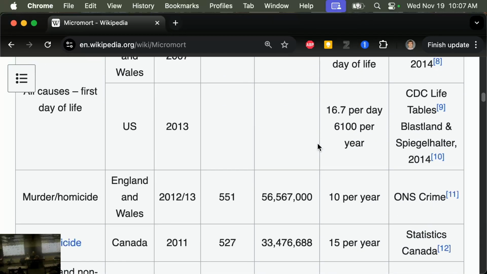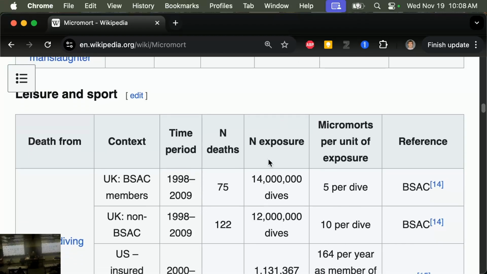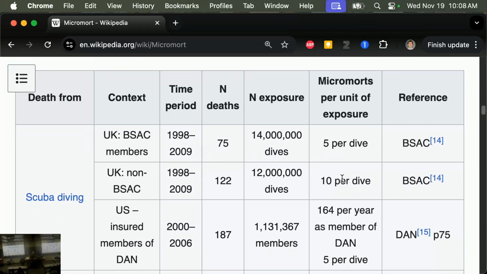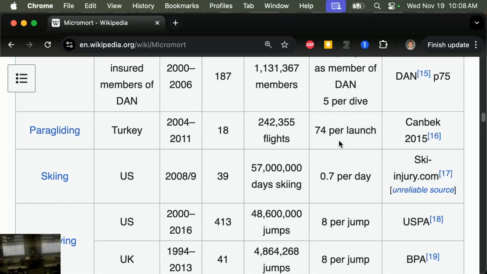If you do various activities, you can rack up some more micromorts. So for example, if you go scuba diving, you get 5 micromorts for a scuba dive, which doesn't sound too bad. If you're some kind of elite scuba diver, you get 160 per year. But the one I was impressed by, this one always blows my mind. Skydiving is 8 micromorts per skydive. But skiing is 0.7. If you go skiing for 1 day, that's 0.7 micromorts per day. So if you go skiing for 10 days, you're about as likely to die as if you'd gone skydiving once, which I think is very interesting.